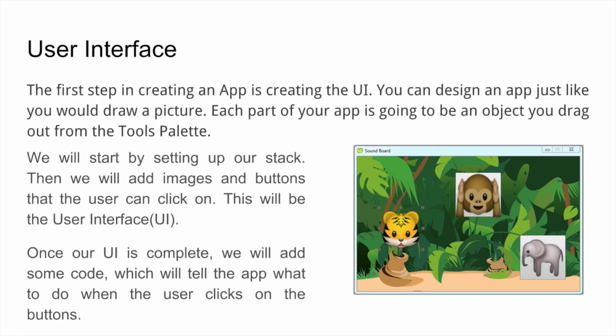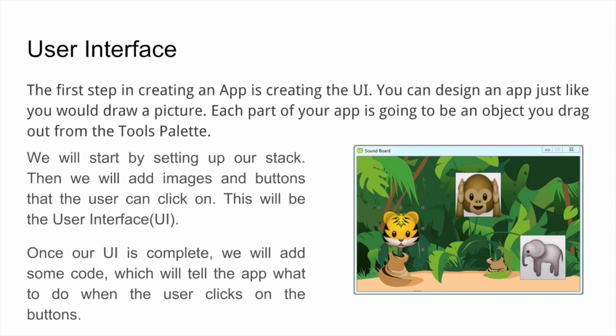Now the first step in creating an app is creating the UI or the user interface. So these are the parts of the app that the user actually interacts with. So it's buttons that they can click on, scroll bars that they can move around, fields that they can type into, things like that.